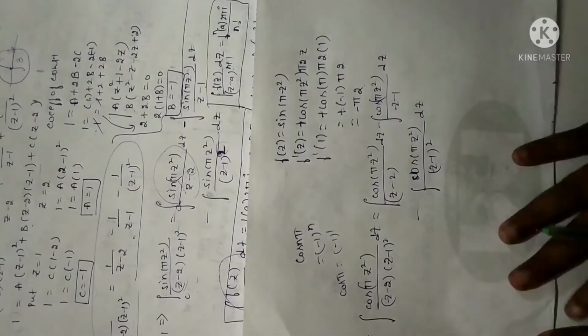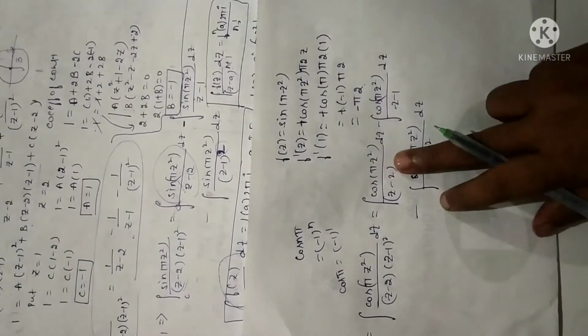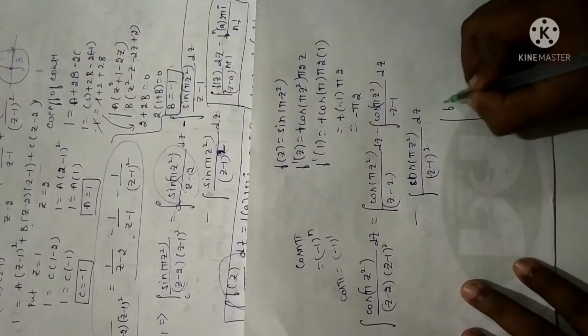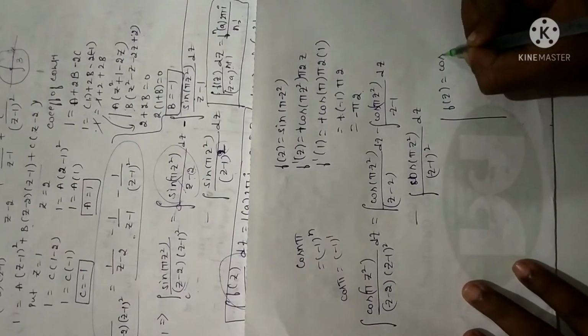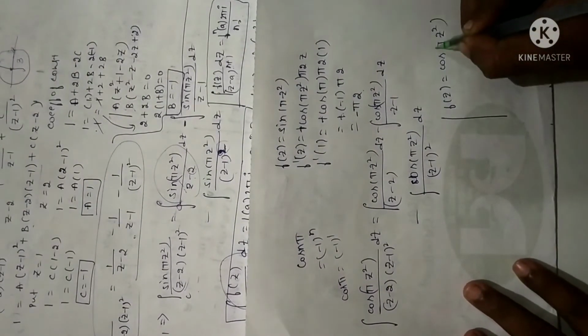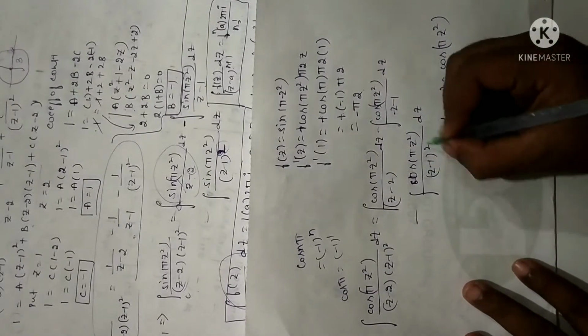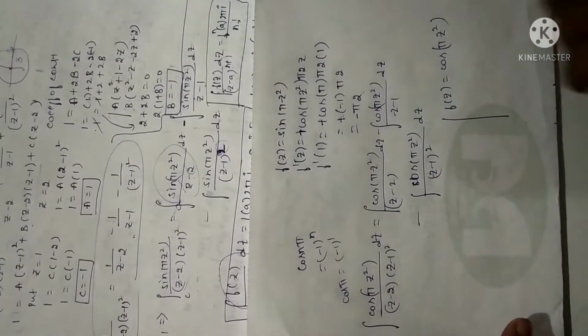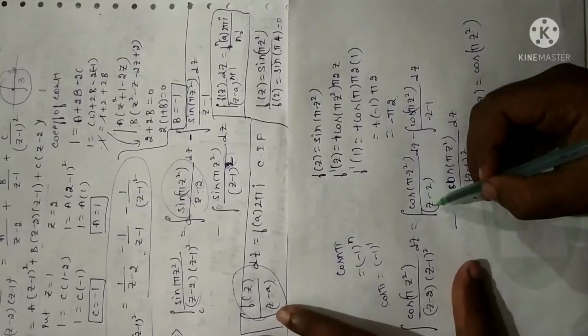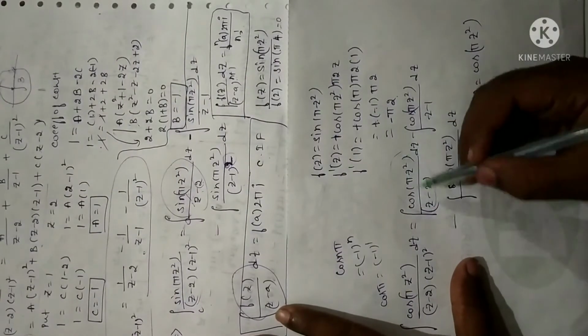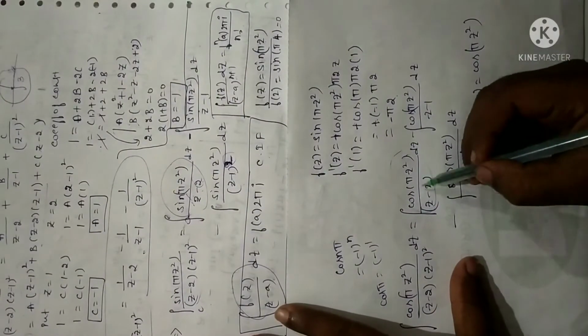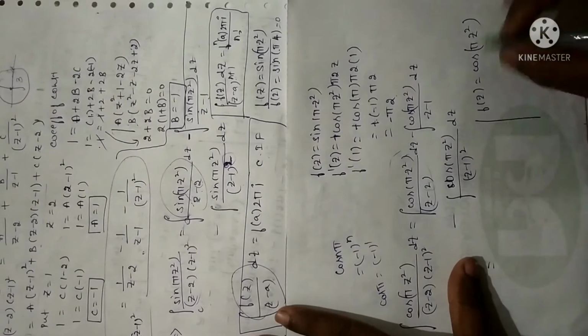So let me do it here. Now compare with the standard form. Here f of z value is cos of pi into z square. Clear? Now let me find f dash. Why? Because in the third integral you need it, right? Anyhow let me keep it as it is. First step I am going to apply here. So f of z value is cos pi z square. Here a value is 2. Anyhow all the points 2 and 1 lie inside the circle.